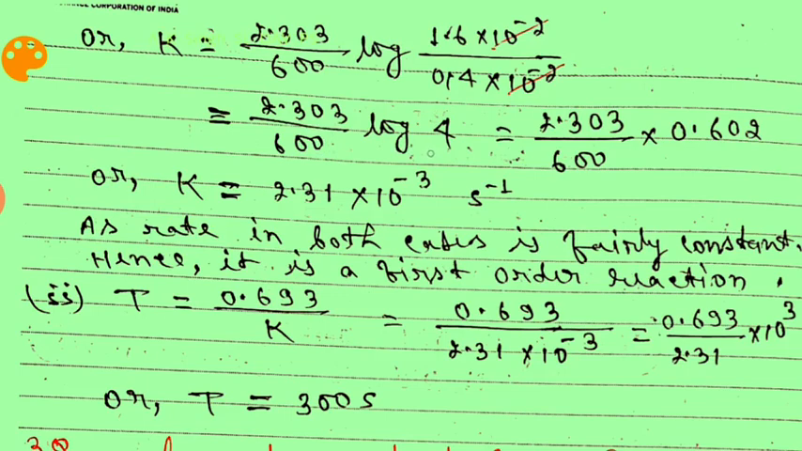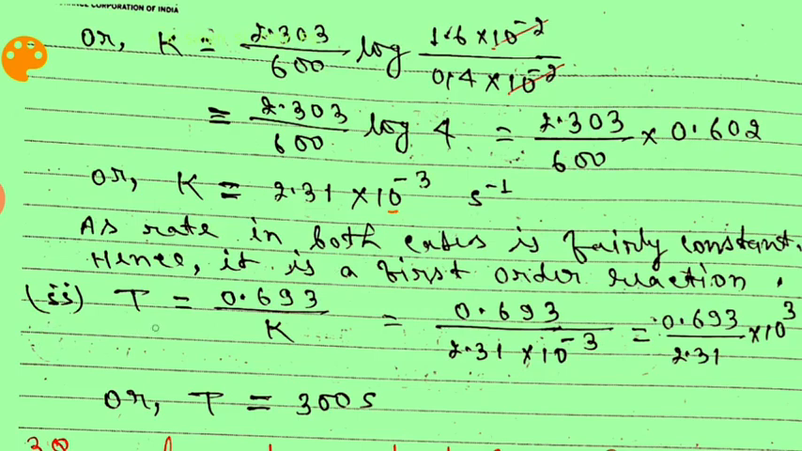Now the value of log 4 is 0.602 and hence it will be equal to 2.303 by 600 into 0.602, or K is equal to 2.31 into 10 to the power minus 3 second inverse. As the rate constant in both cases is fairly constant, hence it is a first order reaction.